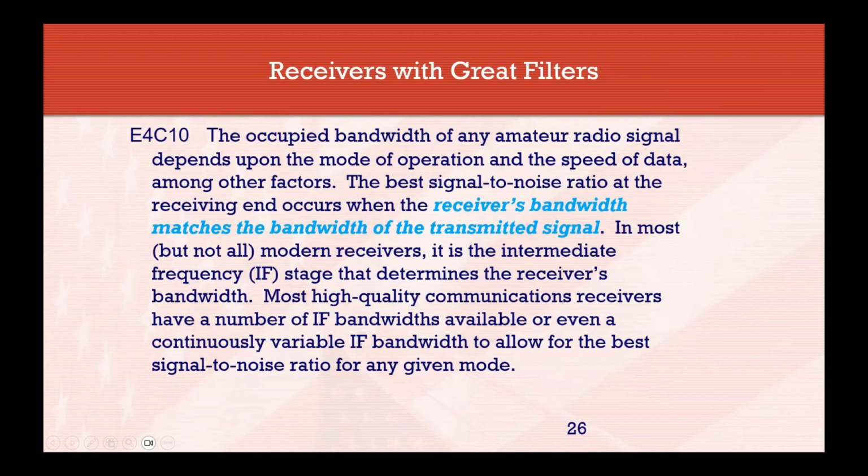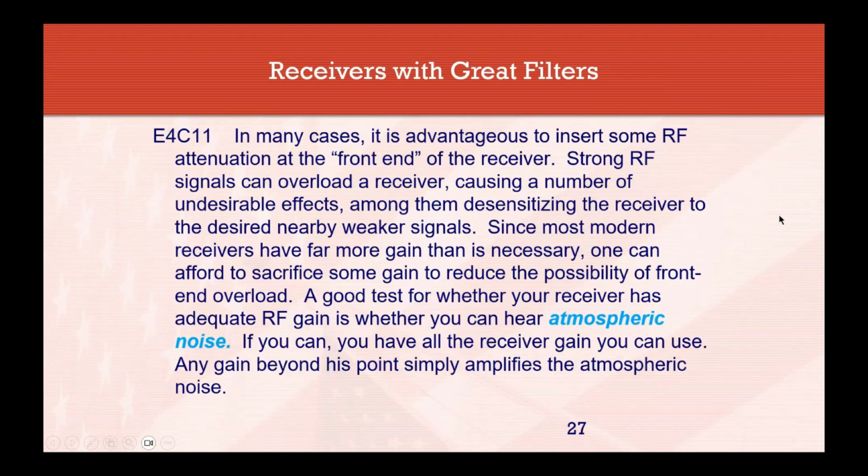Occupied bandwidth of any amateur radio signal depends upon mode of operation, speed of data, among other factors, of course. Best signal to noise ratio at the receiving end occurs when the receiver's bandwidth matches the bandwidth of the transmitted signal. So when we match what the transmitter's putting out in bandwidth at our receiver, we get the best readability of the signal. This is often done with the intermediate frequency stages, or IF stages, in the radio, and we're going to talk a lot more about IF and IF bandwidth here in just a minute.